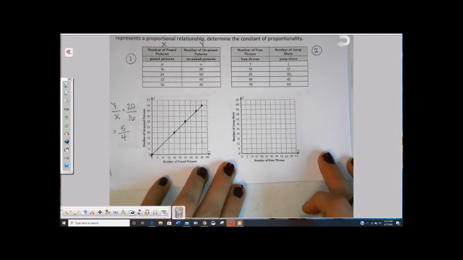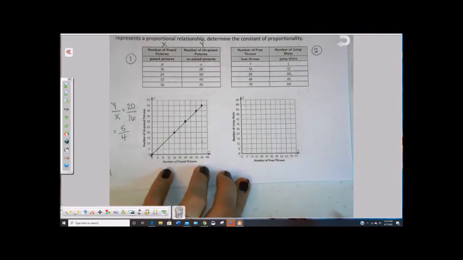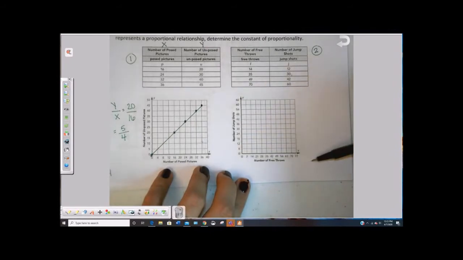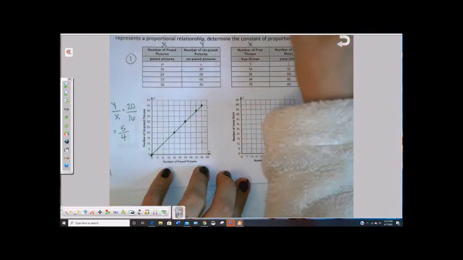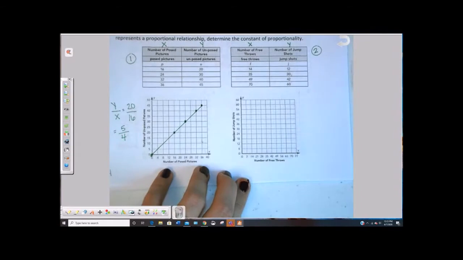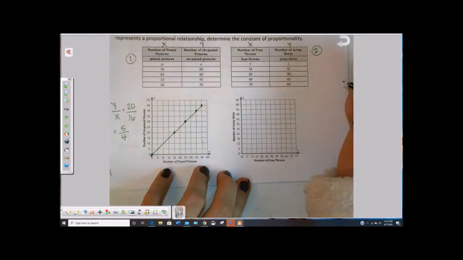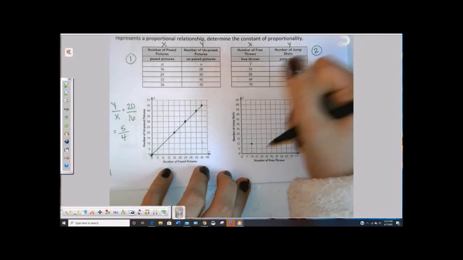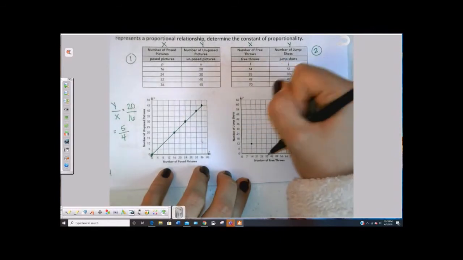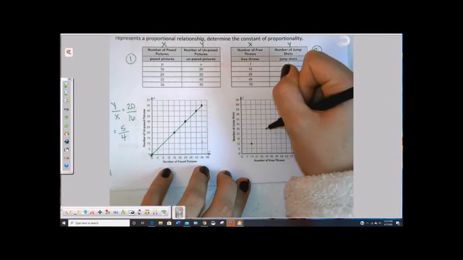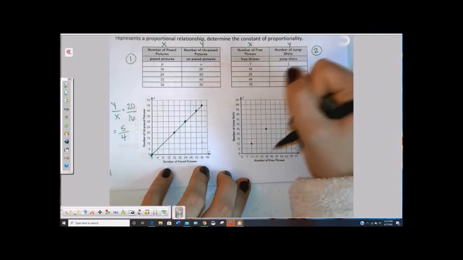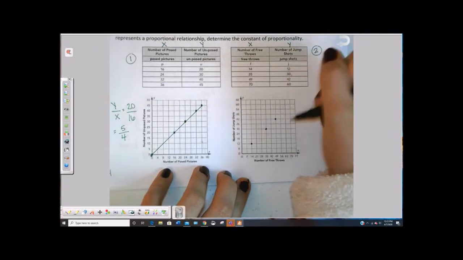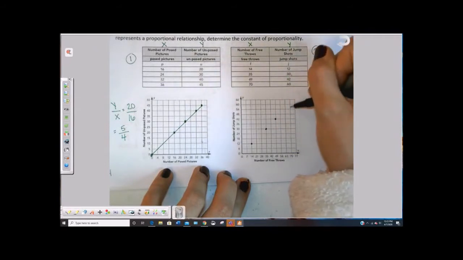We're going to label our table X and Y. Remember looking at your graph. So jump shots is Y, free throws is X. And then I'm going to plot some points. So the first point I'm going to plot is 14, 12, 35, 30, 49, 42, and 70, 60.